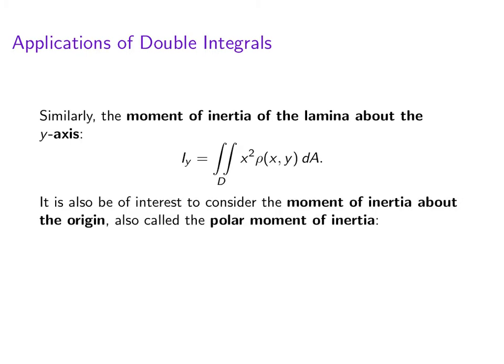It is also of interest to consider the moment of inertia about the origin. The other phrase that you'll hear to describe that is the polar moment of inertia. We're going to use this to describe rotational moments. So we'll write I sub 0, and it's the double integral over D of x squared plus y squared times rho.